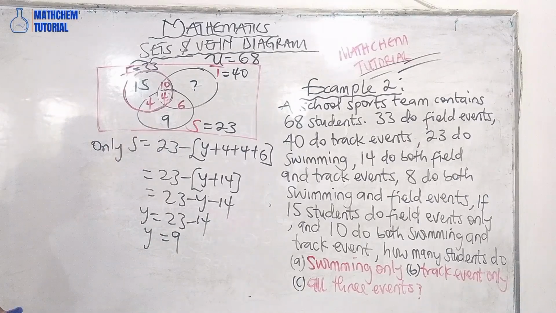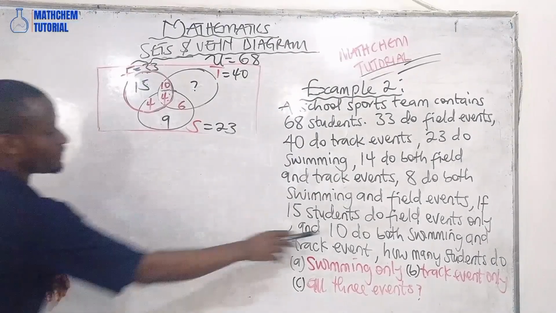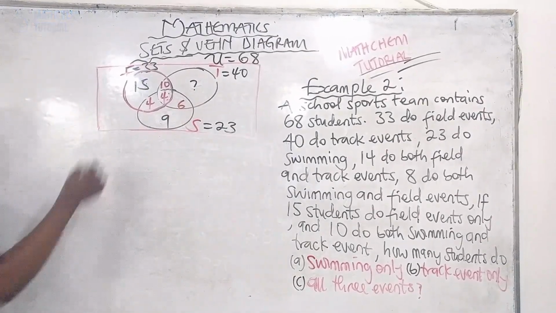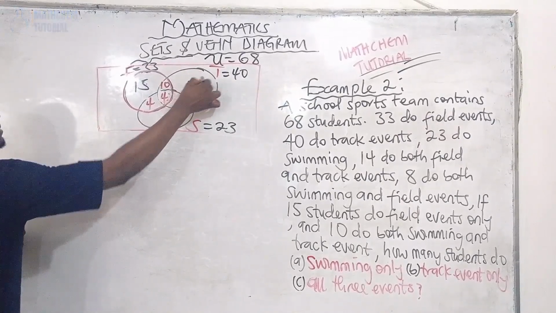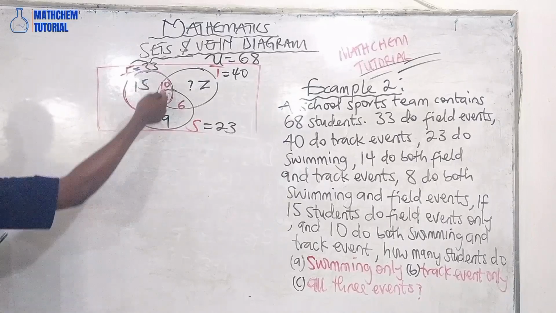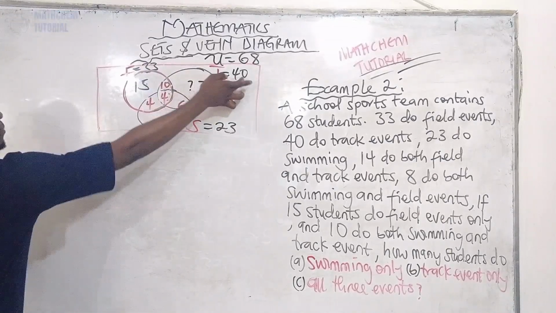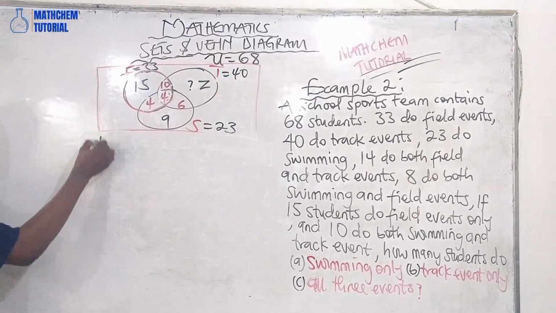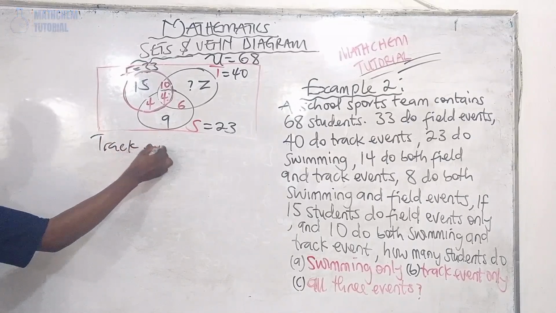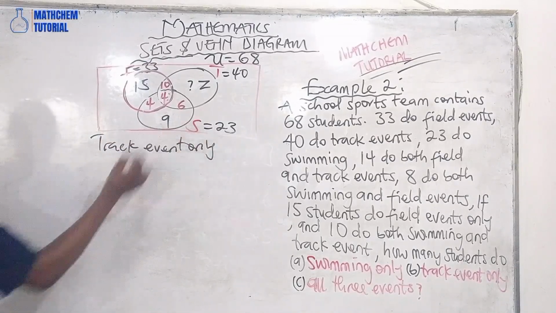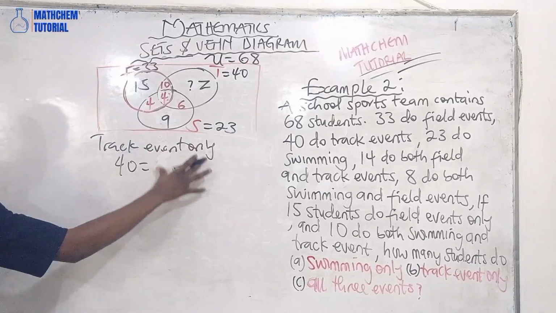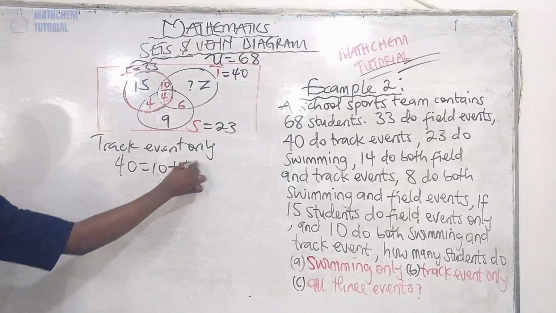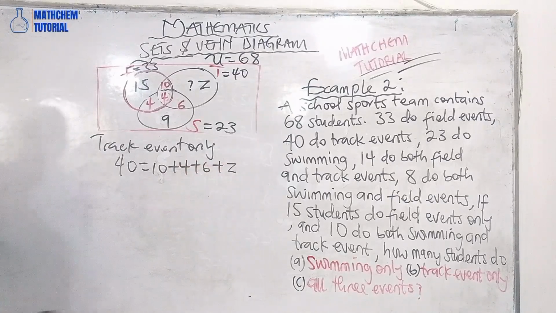Then the last one should be track events only. The track events only is this. Remember the addition of everything here. Let me represent this place as z. So the addition of 10 plus 4 plus 6 plus this z will equal what? 40. So for track events only, 40 equals 10 plus 4 plus 6 plus z.